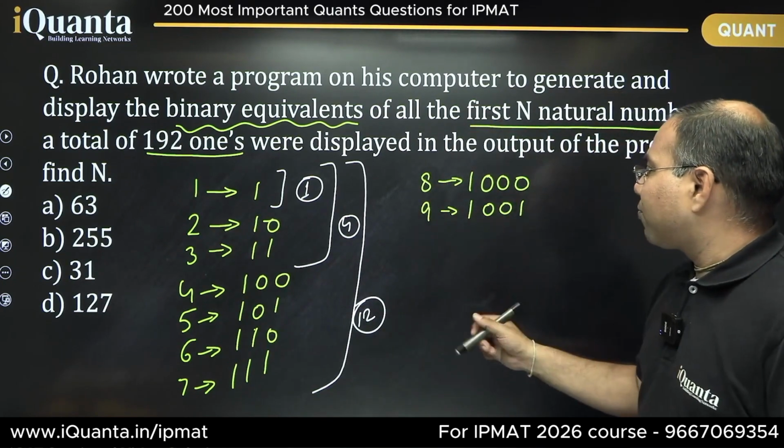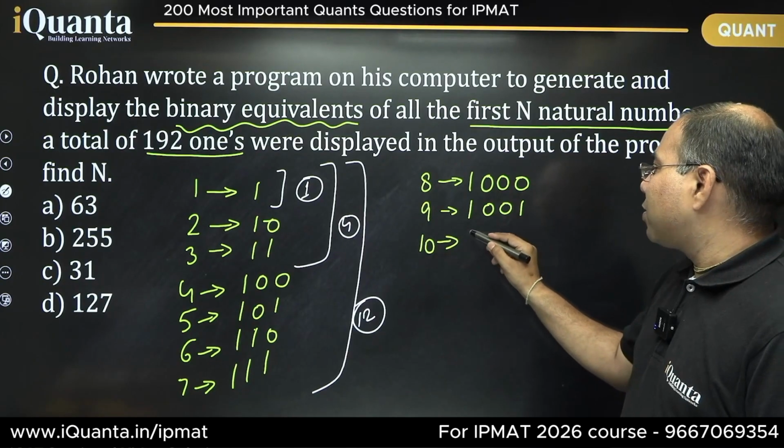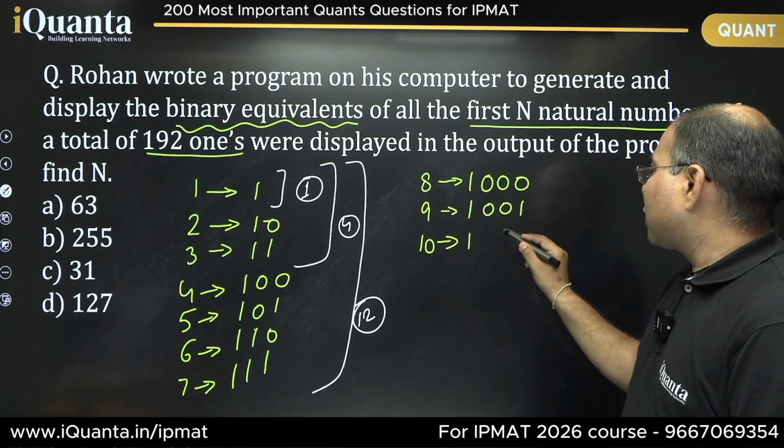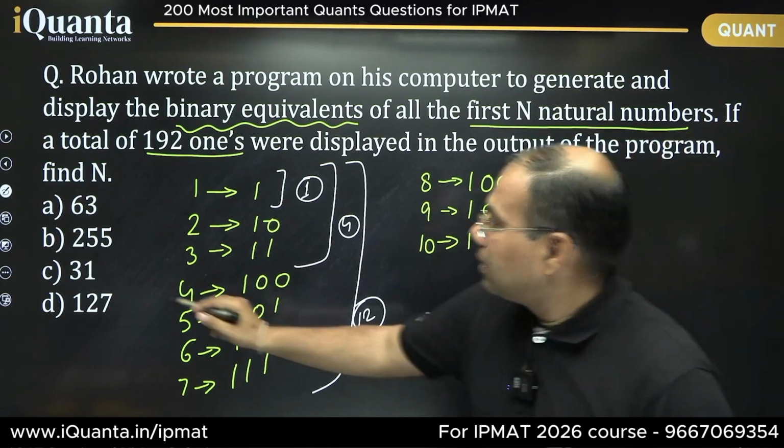Okay, let's move further fast. So 10 would be what? So 10 would have one group of 8 and one group of 2, right? So that is 10. Okay.